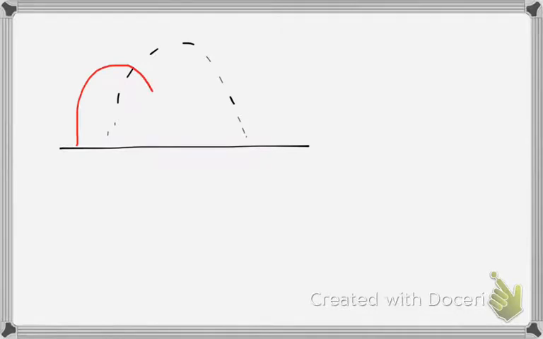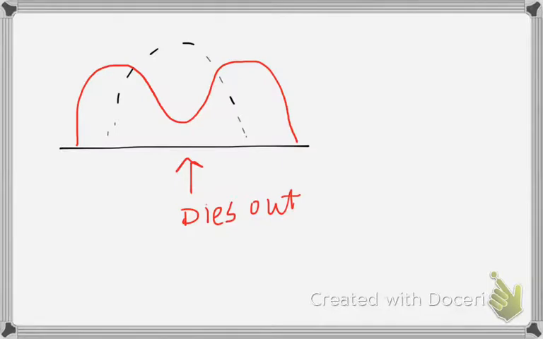Or the next one, actually. Okay, so diversifying. Here's your original population still. That's always your original population. So you want to draw all three of these. Diversifying is where one end of the spectrum survives, and the other end of the spectrum survives, but the middle dies out. It's not beneficial to be that middle.